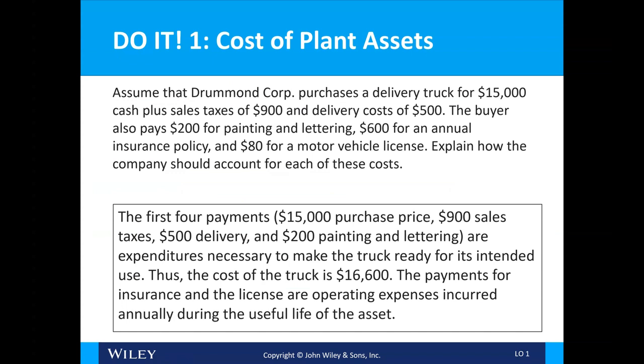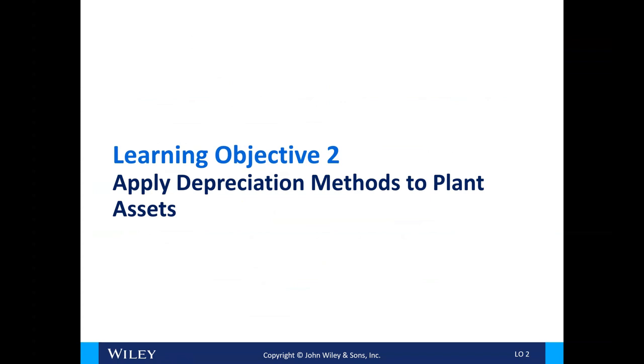Here, assume that Drummond Corporation purchased a delivery truck for $15,000. They pay sales tax of $900, delivery cost of $500. The buyer pays $200 for painting and lettering, $600 for an annual insurance policy, and $80 for the motor vehicle license, which we just saw. So the $600 for the annual insurance policy, that is going to be an expense. $80 for the vehicle license is an expense as well.